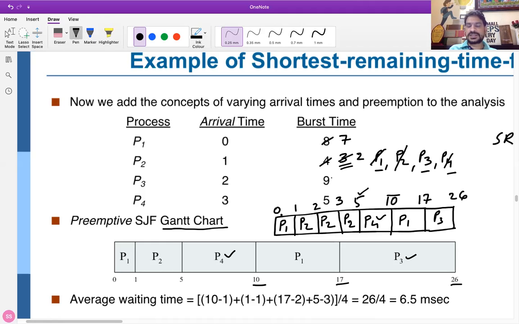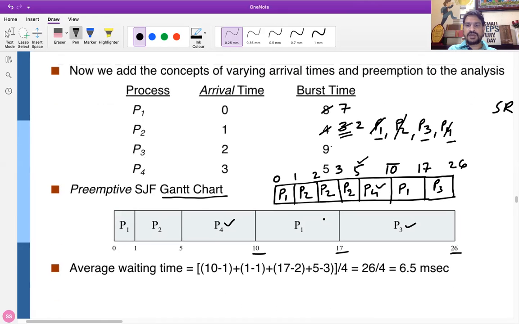Now here in this case, there is no problem of starvation. What is the meaning of starvation? Starvation means a smaller process is waiting for a larger process to execute, and it is waiting for a longer period of time. But here we have the facility that whenever we find a smaller process, we just execute that process and remove the larger process if it is in the CPU.